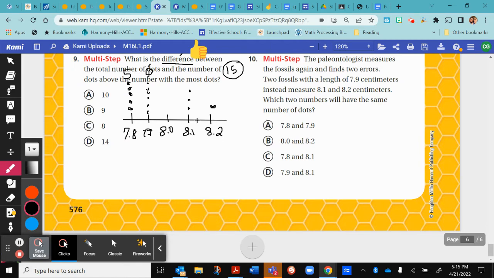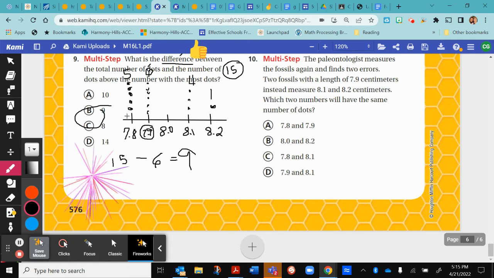Okay, so now it's wanting us to find out what is the difference between the total number of dots, which is 15, minus the number of dots above the number with the most dots. So this is 5, this is 6, this is 4, and this is 1. So I have 6, because this is the one with the most dots. 15 minus 6 equals 9. And so the answer is 9.